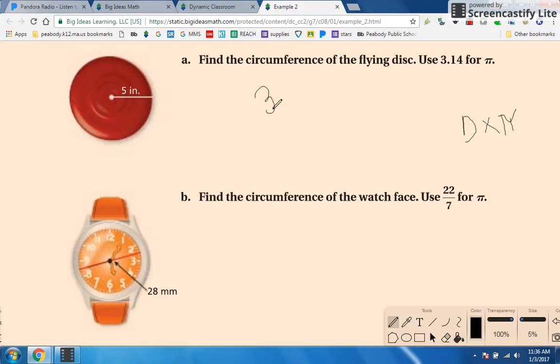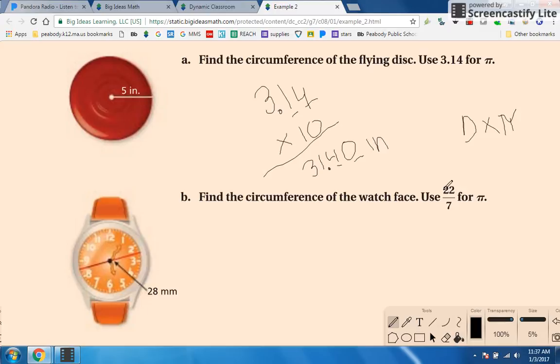So now I'm going to do 3.14, which is pi, times 10. So I'm going to do this easily, and just anything times 10 is just that exact number with a 0 at the end. So I'm just going to write 3140, and then figure out where our decimal point goes. There's 2 numbers to the right, so we need 2 numbers to the right in our answer. So 31.40 inches would be your circumference. So remember, diameter times pi.